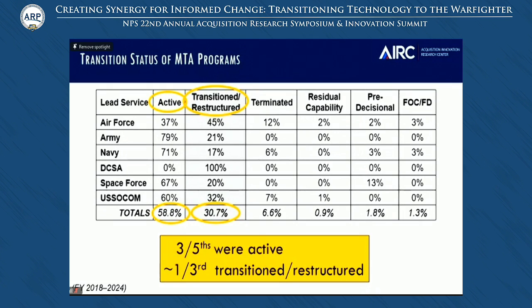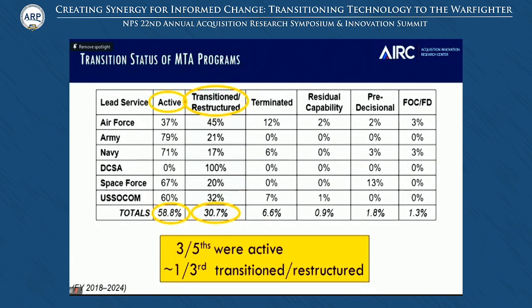And now the actual transition status, and this is, have we actually been moving these prototypes and or the rapid fielding into the SPO and then moving them into production. We found that roughly 30% of the MTAs were being moved in or transitioned, restructured, and so the breakout is there.